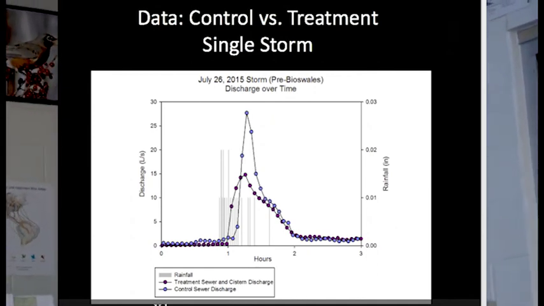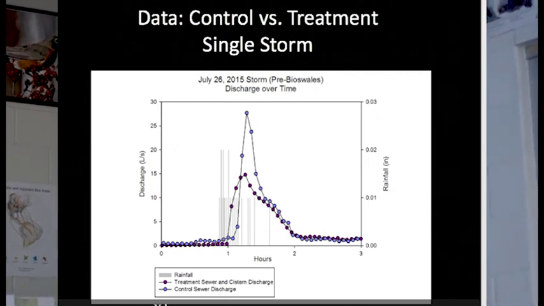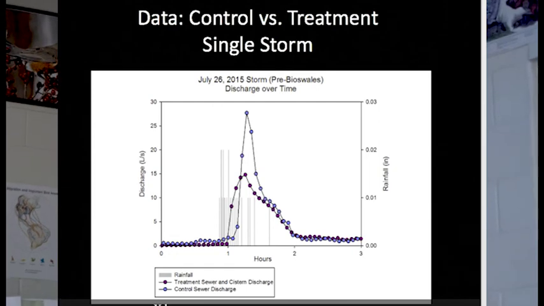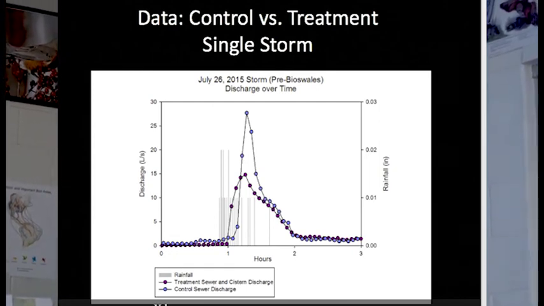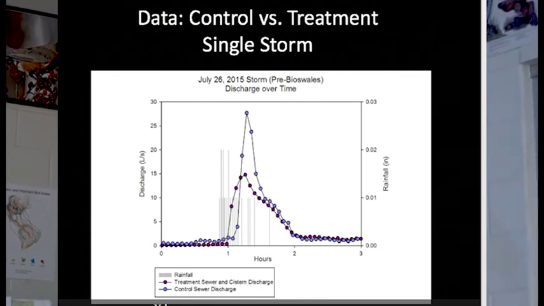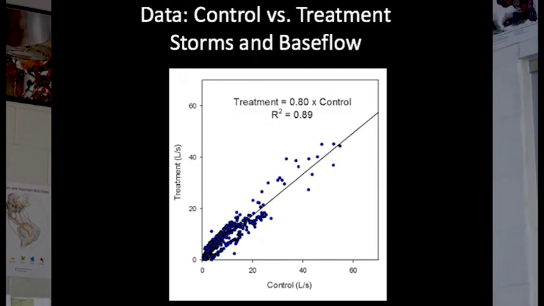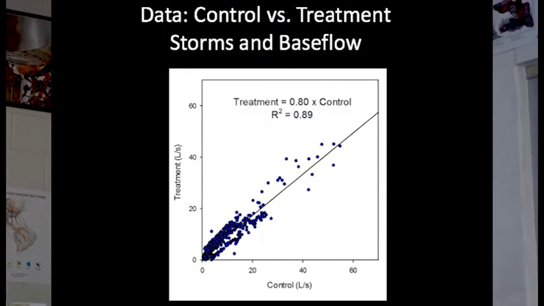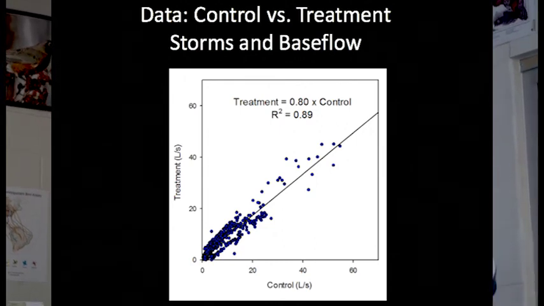Here is a comparison of our control to our treatment. The bars show how much water was falling, and what we see is that the treatment system is somewhat smaller than the control system, but they look kind of like each other. And we get this nice linear relationship between them. That's telling me the control and the treatment are well matched.